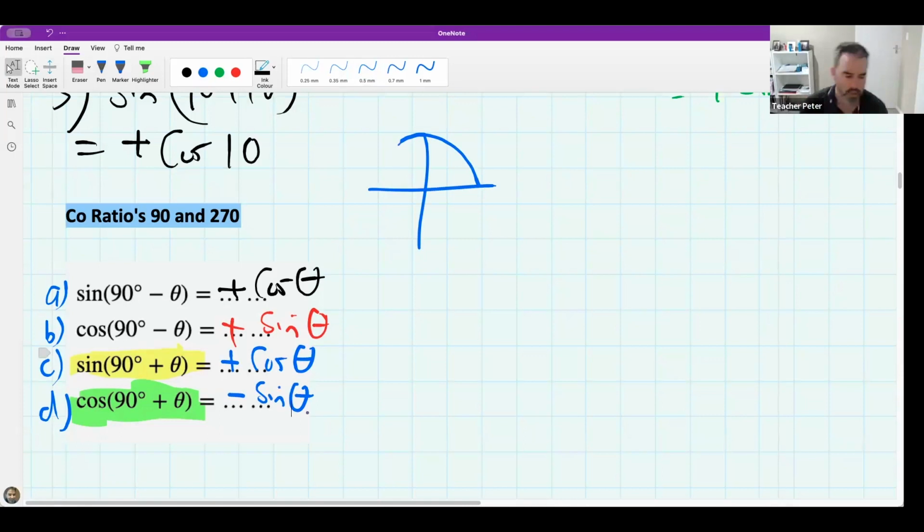Okay, so what have we done in this first 20 minutes? We've looked at angles bigger than 360. We've looked at negative angles. And now we've looked at using co-ratios to change trig things from one to the other.